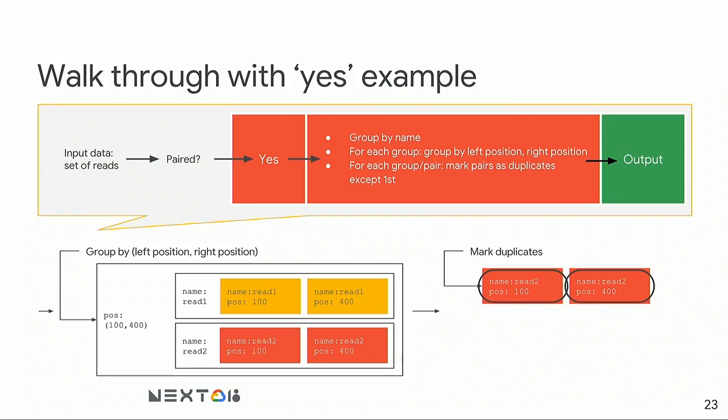The next thing we do is now we group by position. And so it so happens in this example that both pairs have the same positions. They're at 100, 400. So this group has more than one element. It means we found a duplicate. We mark it. We're done.